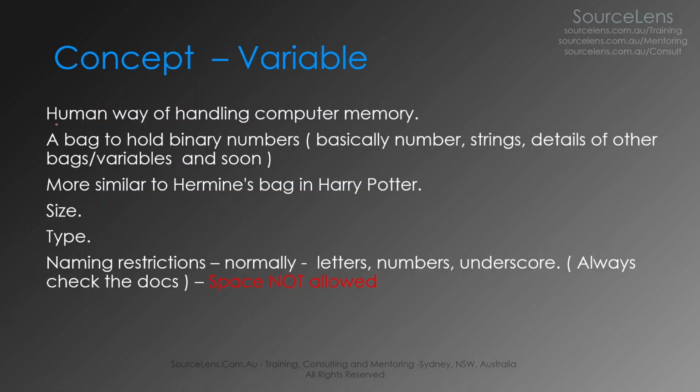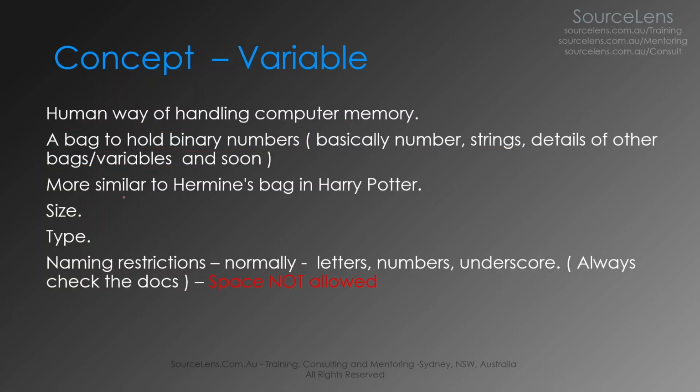So what is a variable? It is the human way of handling computer memory. It makes our life easier. It is very much like a bag to hold binary numbers. At the end of the day, just like everything else in this digital world, we have only binary numbers. The bag, which is a variable, which is nothing but memory, contains binary numbers. So a variable can contain strings, numbers, other variables, and references to them.